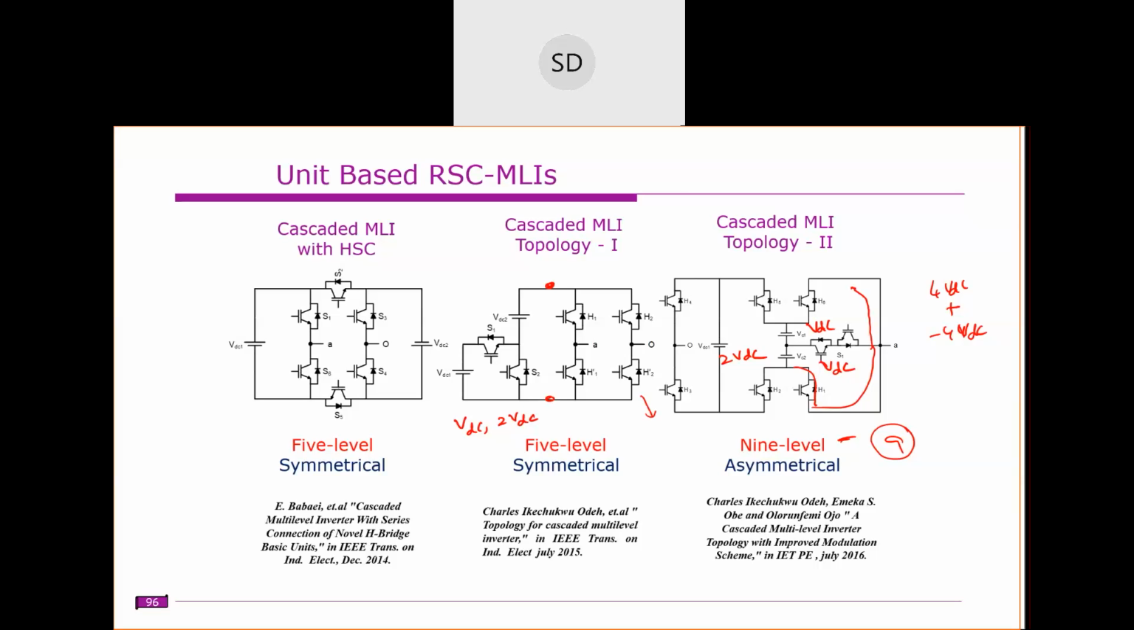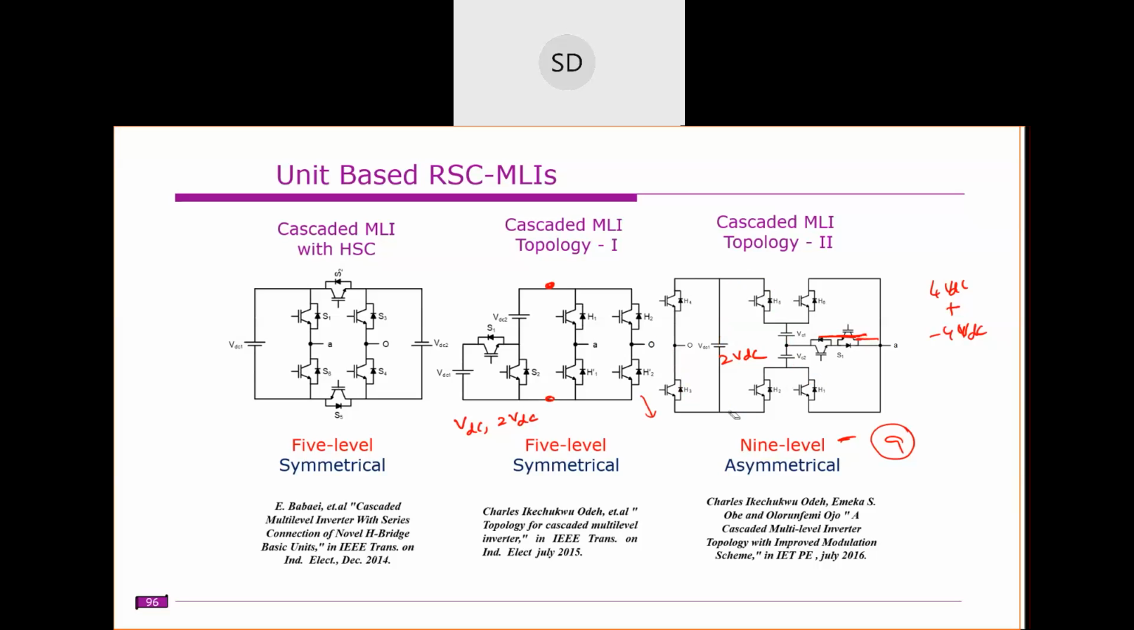Starting from point A, we can go through H1, downwards, then H5, and through the two DC sources like this. So this will give you the 4 VDC. Similarly, you can also get minus 4 VDC with that, or you can also get some intermediate levels.